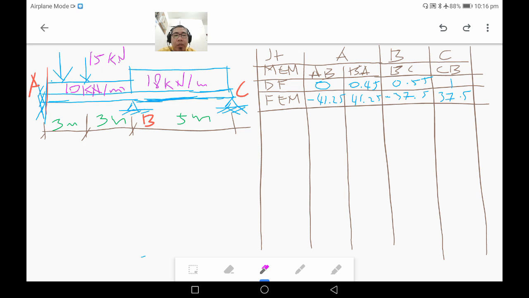So, paano natin i-distribute? Times natin sa distribution factor. Times ko sa 0.45, that is 1.69. So, dahil negative yun, magiging negative dito yan, 1.69. And then, yung imbalance na 3.75 times ko sa 0.55, magiging negative 2.06.